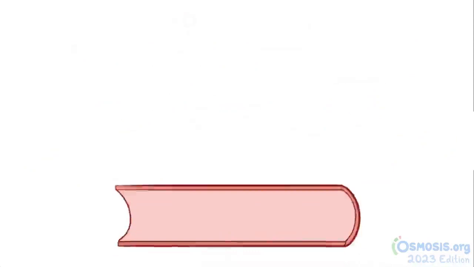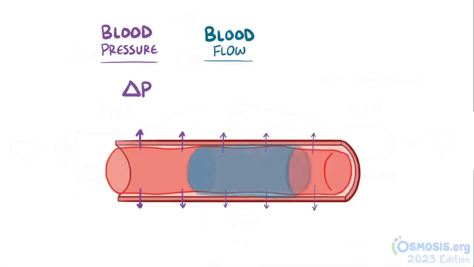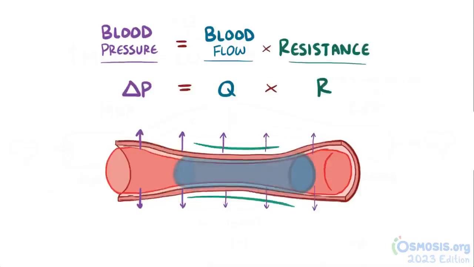Alright, as a quick recap, blood pressure refers to the force that blood exerts on the blood vessel walls. Blood flow refers to the volume of blood that flows through the blood vessels, an organ, or the entire body over a certain amount of time. And resistance refers to the physical or mechanical pushback that blood gets from things like vasoconstriction.